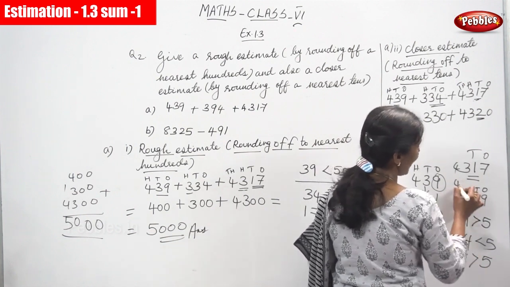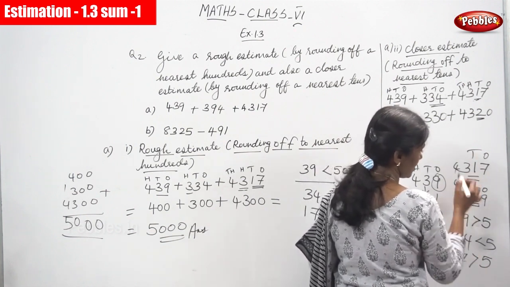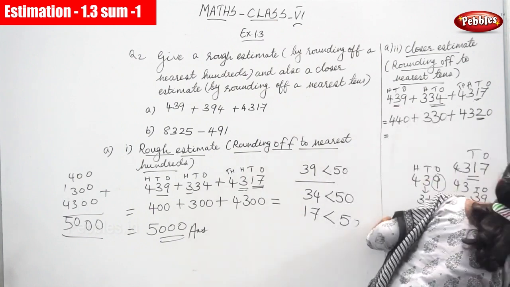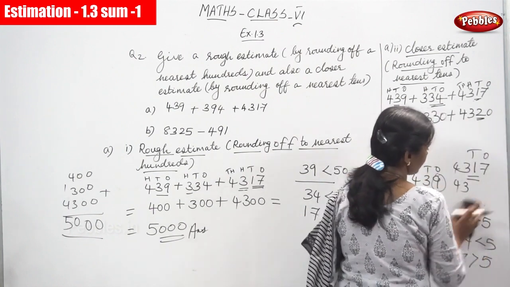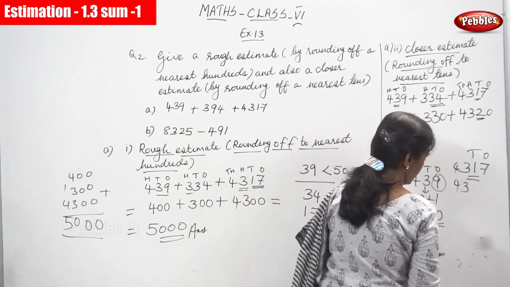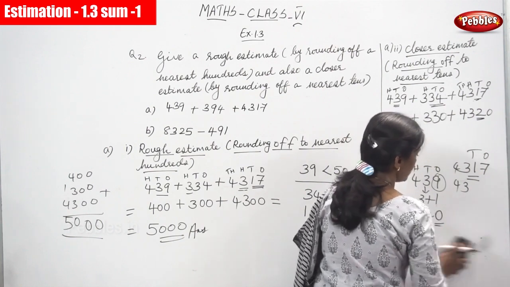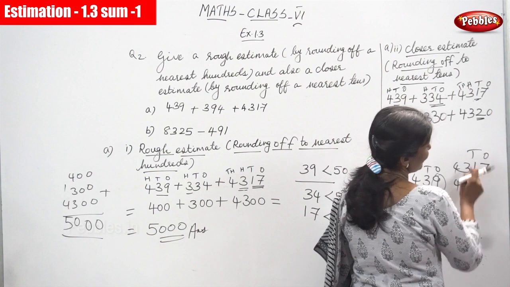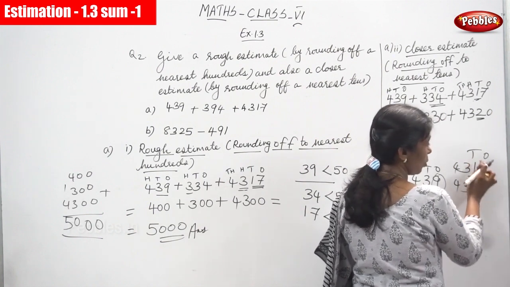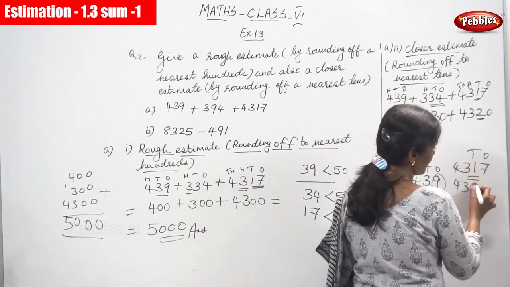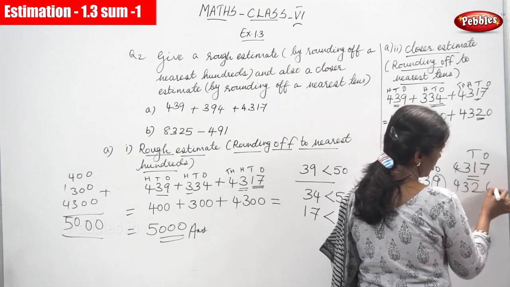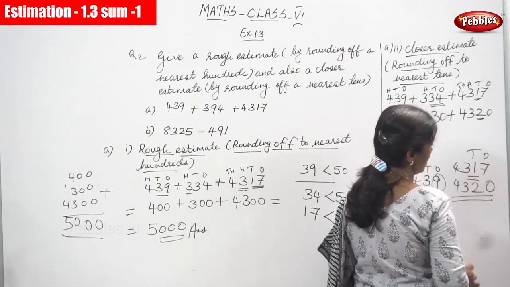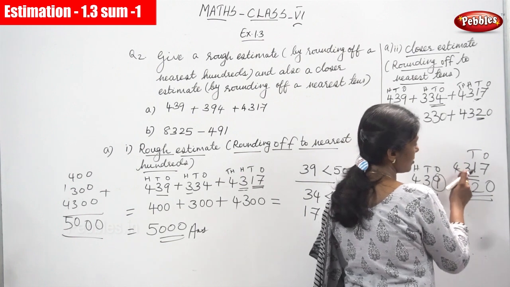2. So 4 as it is in the 1000's place, and 3 as it is in the 100's place, you have to write. And you add 1 to the tens place value. What is the number in the tens place? 1. So 1 plus 1 becomes 2, and the ones place becomes 0. So the answer is 4320.